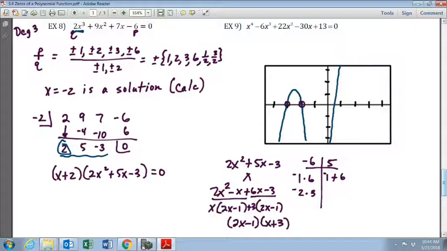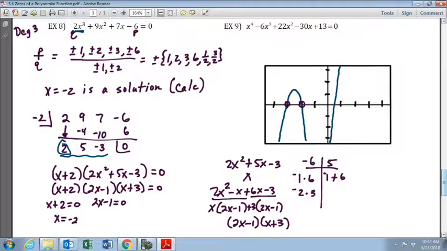So let's go back over the left side over here and put this in factored form. And now, you don't have to do this, but I'll just go ahead and do it here. We're going to set each factor equal to 0. Of course, we're going to get -2 there. Here I need to add 1 to both sides and divide by 2. So you get a half. And of course, we're going to get -3 on that last one.